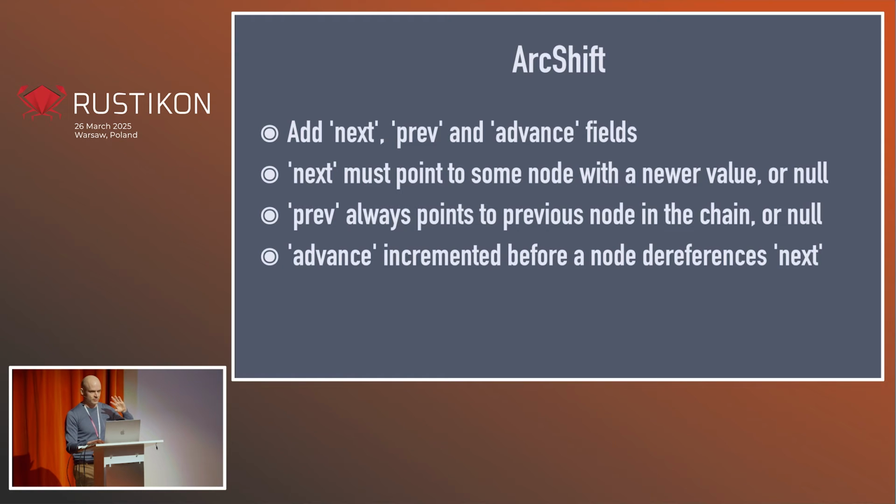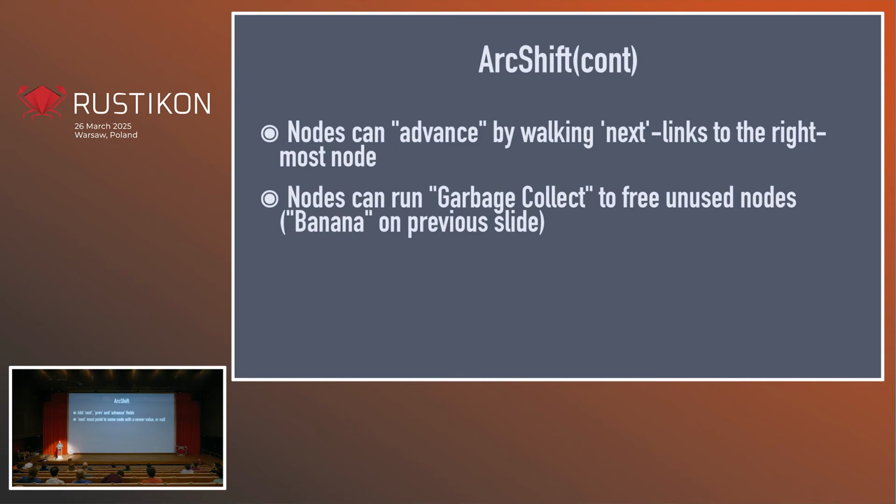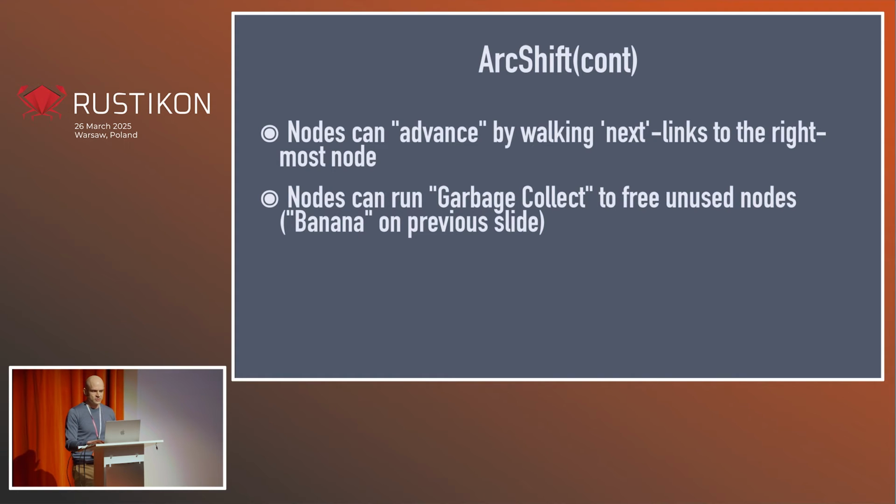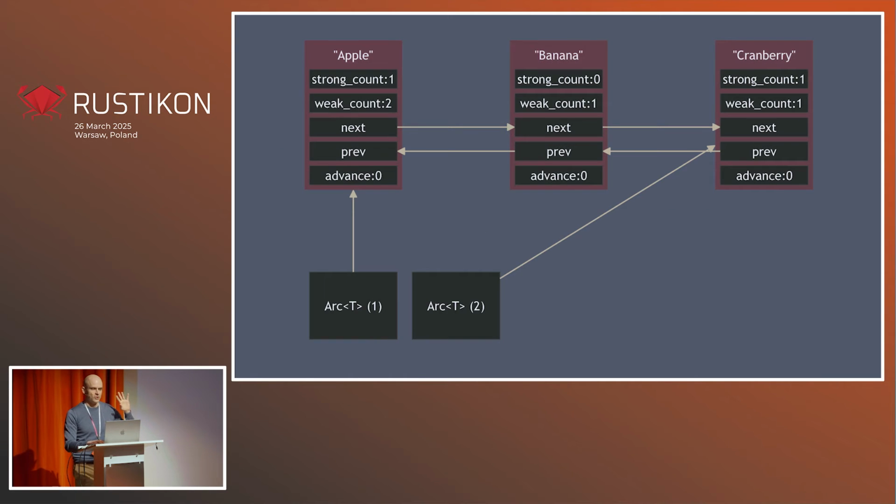So how does ArcShift work? We take the Arc architecture, and we add next, prev, and advance fields. Next points to some node with a newer value, with a later value in the sequence. Prev is always exactly the previous node. And advance is used to protect the next value in the chain of values, because we had this chain here, right? It protects the next one from being deleted. We have two main algorithms, advance and garbage collect. And this is a lightning talk. We won't have time to go into the details of garbage collect. And frankly, we won't have time to go slowly through advance either. So I'll just go through this very quickly so you can get a feel for approximately what happens.